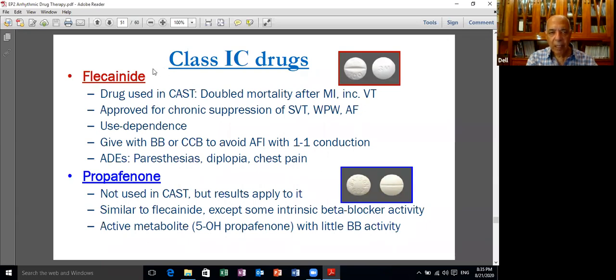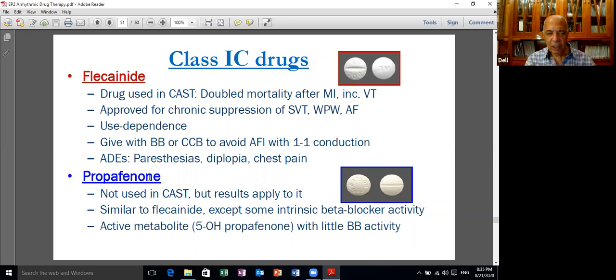Remember that flecainide is used in a special condition, which is the CPVT. CPVT is a leaky ryanodine receptor, and flecainide, apart from its effect as a 1C drug, is a ryanodine receptor stabilizer. So it stabilizes the liberation of calcium from the ryanodine receptor and stops the CPVT.